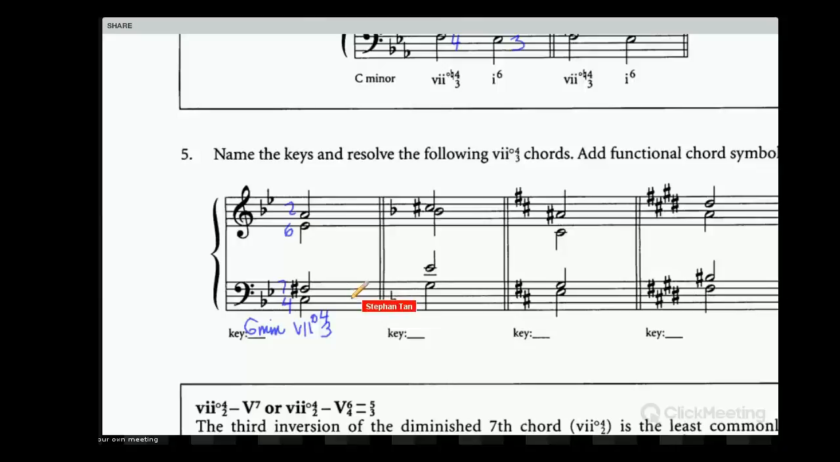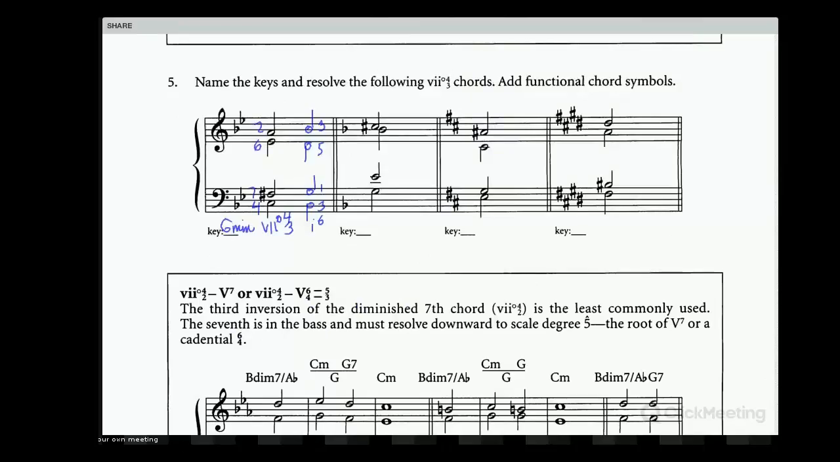4 to 3, so the C will move to B. 7 to 1, F sharp will move to G. 6 to 5, E flat will move to D. And 2 to 3, 2 will move to B. That's it. That's all you have to do. Follow that number pattern. And you end up with a 1-6 chord. Again, if there's anything in here you'd like me to go through in more detail, let me know for sure.